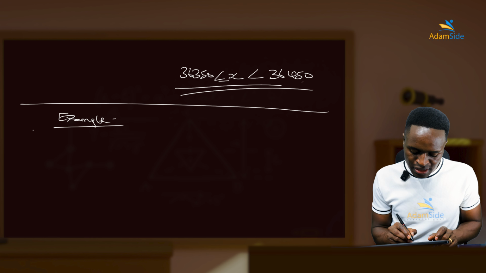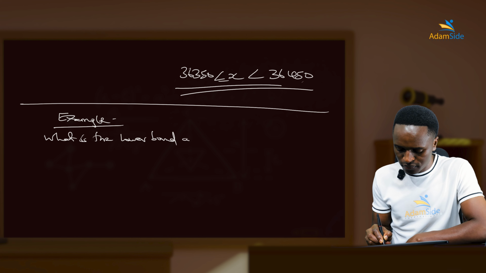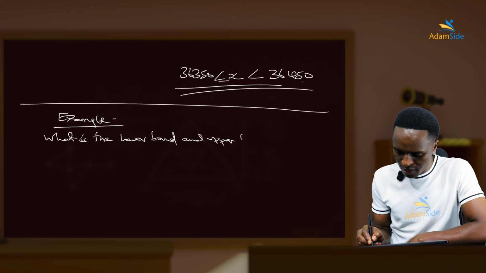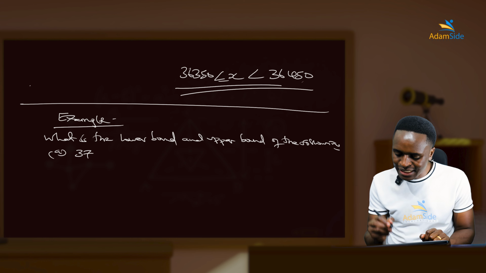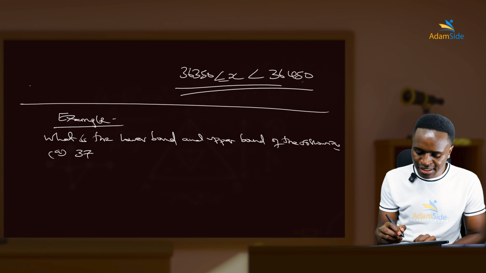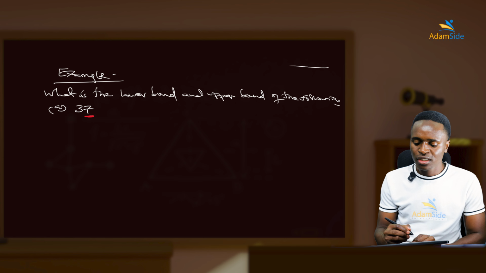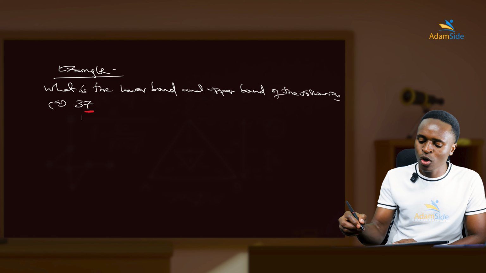For example, what is the lower bound and upper bound of the following? So A, we have 37. What is the lower bound and upper bound of the following? 37. So obviously, you will say 37 is a number there. It's a whole number. A whole number, so we say, what's the lower bound and upper bound?